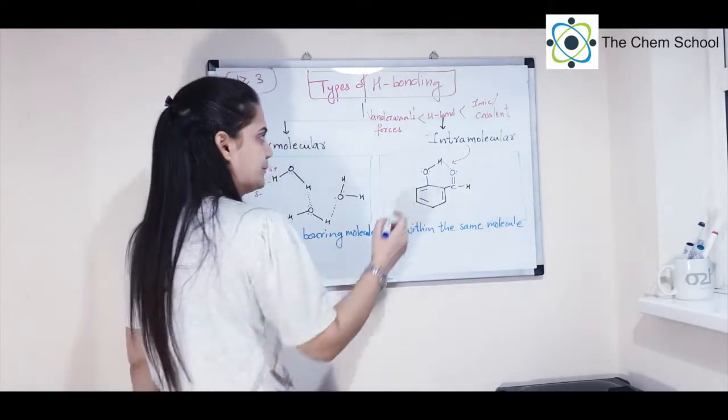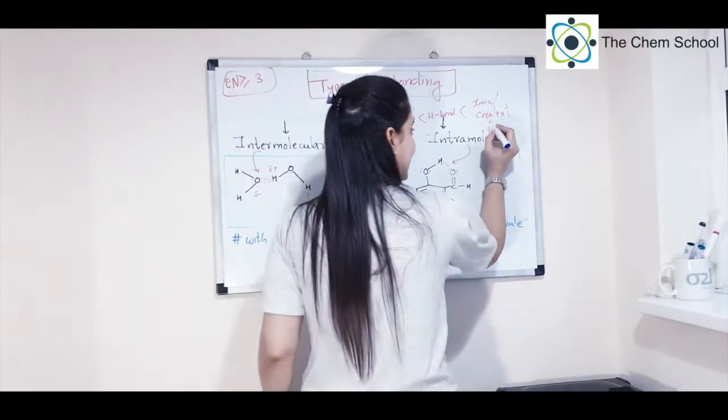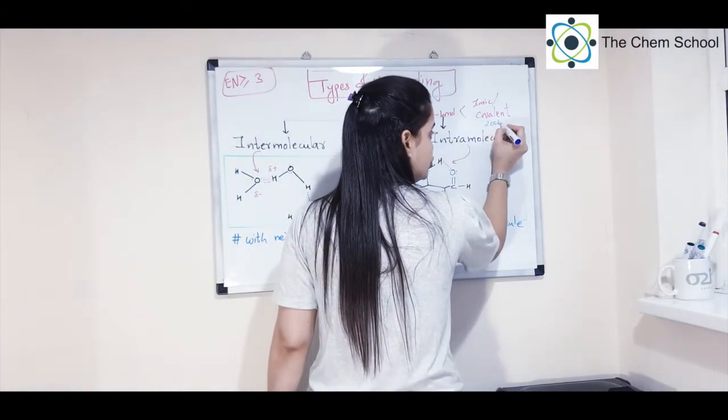Now let's talk about that. When you talk about ionic or covalent bond, they will usually have a bond energy that is greater than 200 kilojoules per mole.